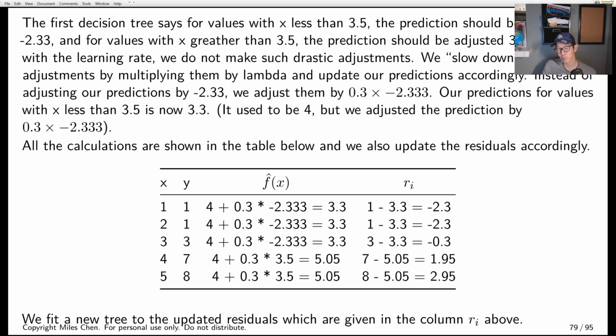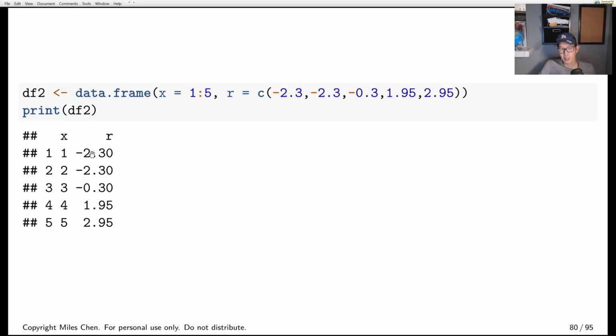So here I fit a boosted tree. My predictive performance is terrible, but that's kind of the point: individually, each of these trees is terrible, but we're going to do this sequentially. So now here are my residuals: -2.3, -2.3, -0.3, 1.95, 2.95. My x values are still 1, 2, 3, 4, 5. I'm going to fit a tree here.